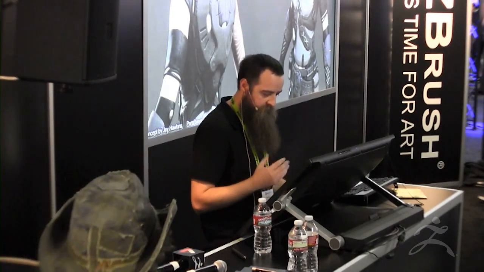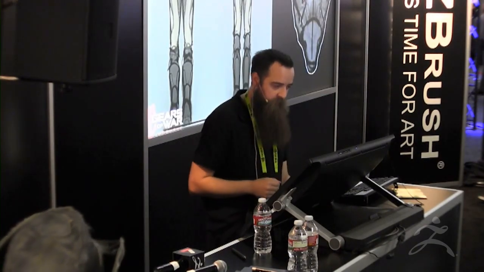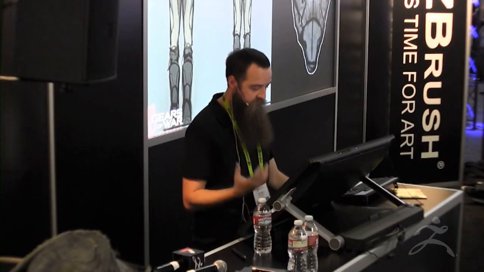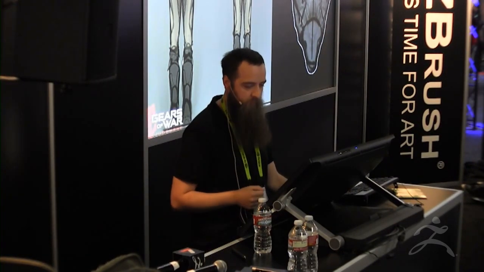This is Alex Brand for Gears of War Judgment. We move into the concept here. On the left, Jay Hawkins has come up with a cool concept for Alex Brand. A lot going on, a lot of detail, a lot of room here for interpretation. If we look at the breakout of this backpack over here on the right, everybody's going to see something different. People here are probably seeing something different. But with ZBrush and Dynamesh, we can get out a quick little Z concept to show to the lead, show to the art director, and get everybody on the same page, make sure that things are cool.